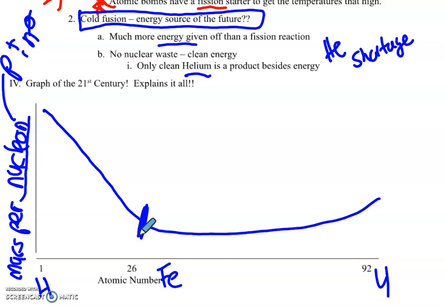So let me explain a little bit to you before we get into this. On this side of the graph, we have fusion. That means elements from hydrogen to iron can undergo nuclear fusion. Elements between iron and uranium will undergo fission. So that's something we've observed, but why is that true?